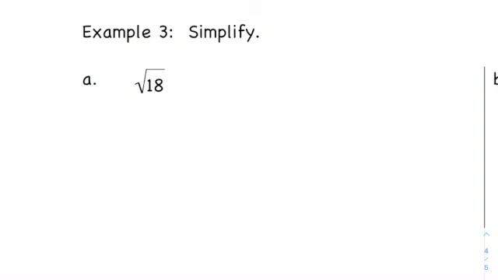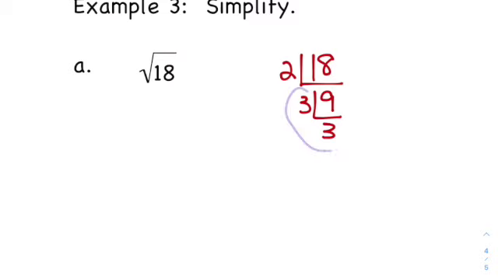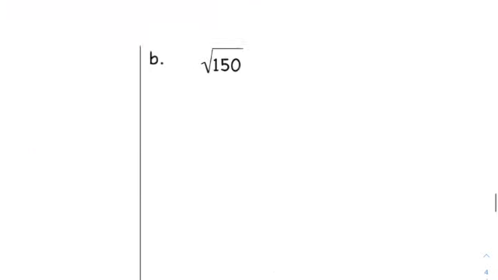Example 3 says simplify. So we have some examples. A, so we know A is the square root of 18. We're going to say 2, 9, 3, 3. And what they are saying is I actually have a perfect pair, I can circle it, in this case a pair of 3. Anything that has any kind of perfect pair needs to come out of the square root. So in this case, the answer is just going to be 3 root 2. It came out, and root 2 is whatever's left over, you keep it inside. And we've done that before. You guys try letter B.